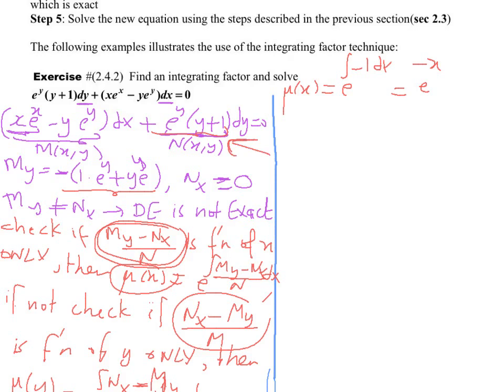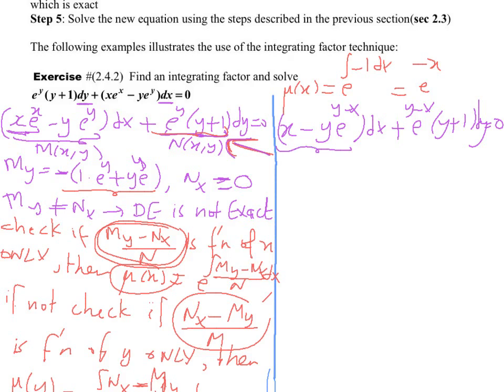So let's multiply it into the differential equation. It's going to be (x minus y) e^(y minus x) dx plus e^(y minus x)(y plus 1) dy equal 0. So we multiplied it into this differential equation to make it exact. Let's make sure it is exact, because if we make sure it is exact, we are sure that what we solved until now is okay.